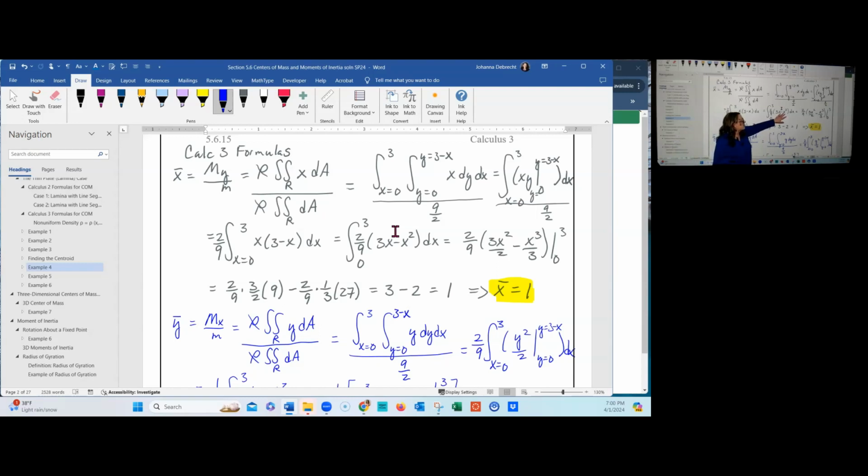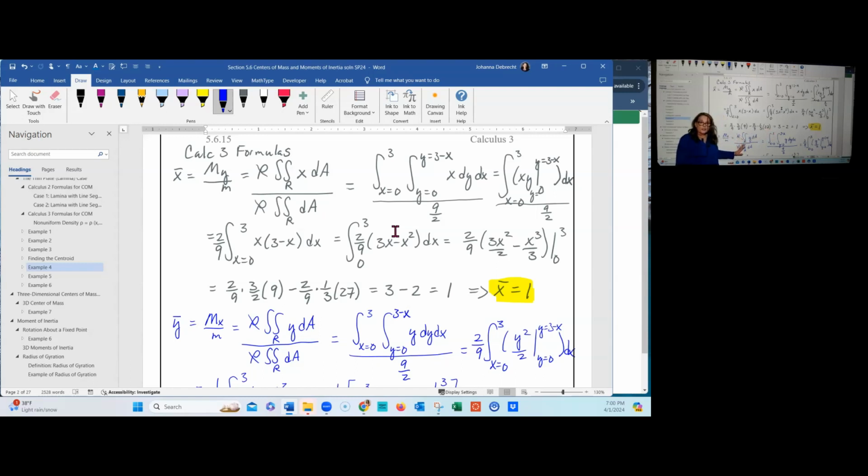And then I have 3x minus x squared, which I integrated to get 3x squared divided by 2 minus x cubed divided by 3, all multiplied by 2/9 and evaluated from 0 to 3. And again, when I simplify, I find the same result, that x bar is 1. The location of the geometric center in the horizontal direction is at 1.